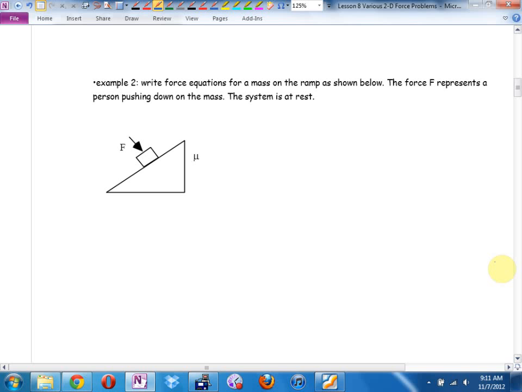Ooh, example 2. It says, write force equations for a mass on the ramp as shown below. The force F represents a person pushing down on the mass. The system is at rest. I think I'm going to underline this word here, at rest. I think it's important. In fact, I know it is.